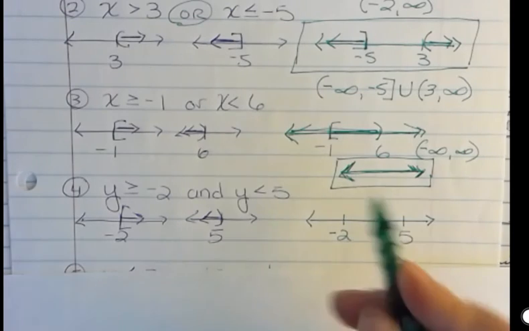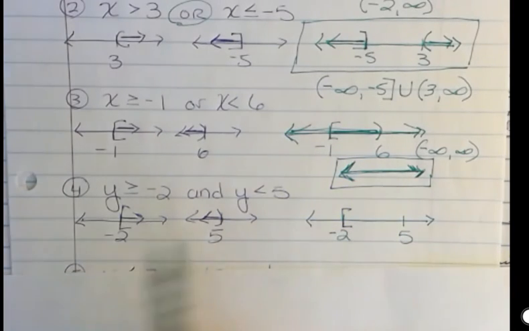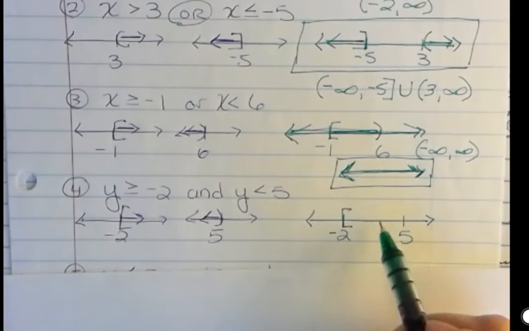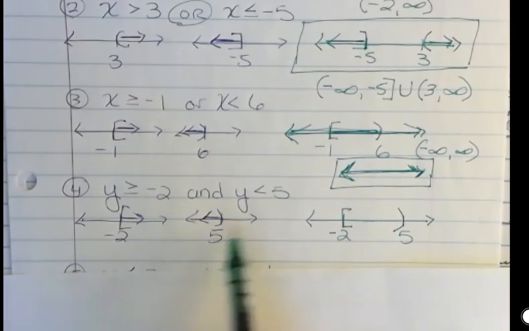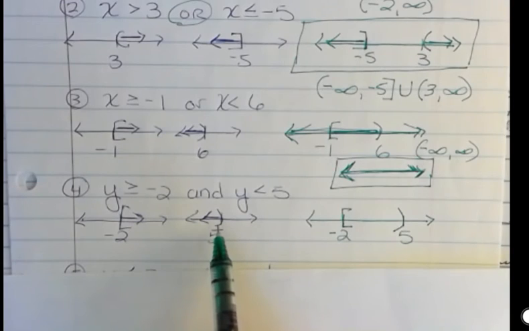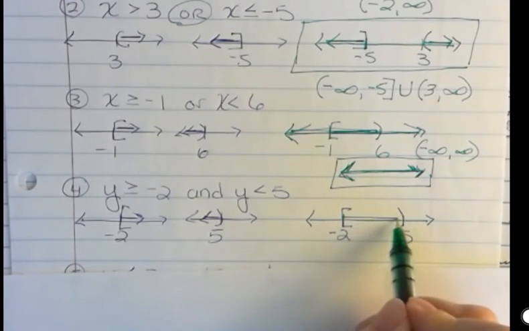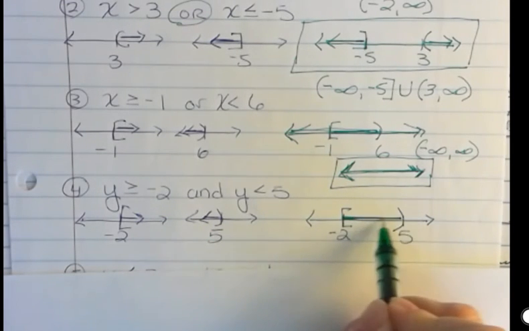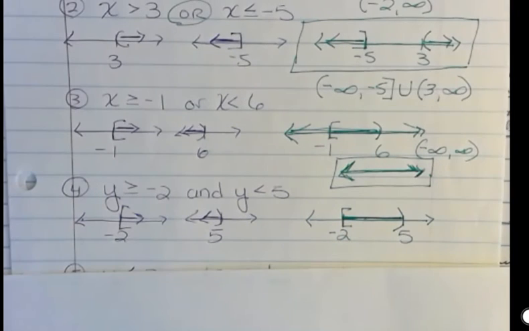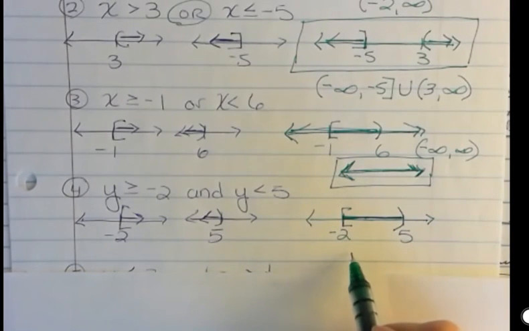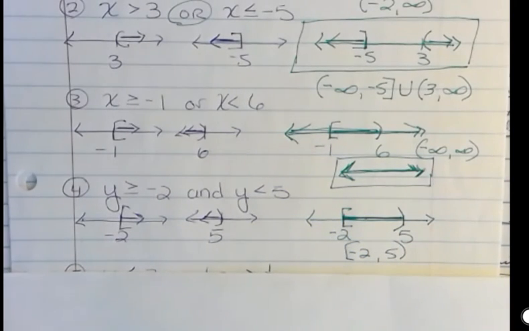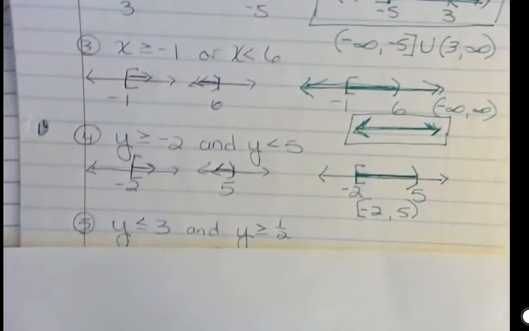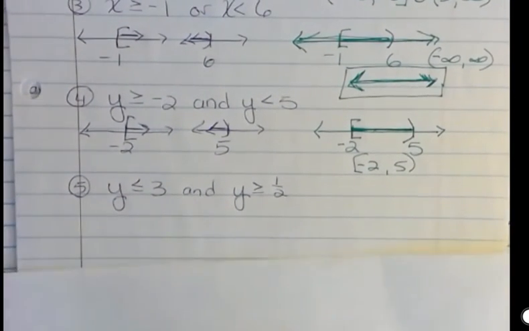So the intersection here is from -2, and I'm including it because that's part of it, up to 5, but not including 5 because at 5 there's no intersection, right? And so my intersection of those two is this. It's between those 2 points. And so the interval notation for that would be -2 up to 5. There's no infinity. It's not going forever. It's just going between those two numbers. And that's a really common and type of inequality.